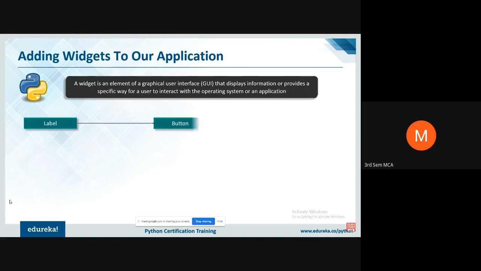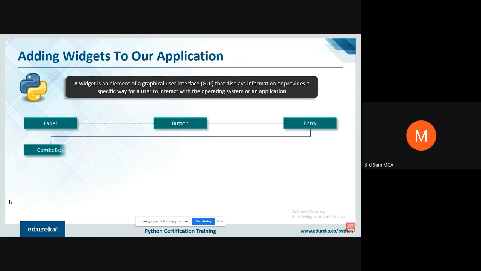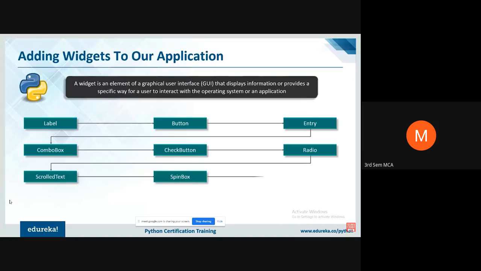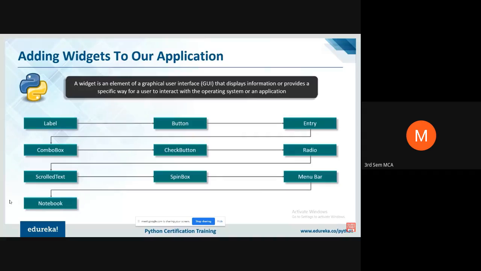So we have everything from label, button, entry, combo box, checkbox, radio, scroll text, spinbox, menu bar, and notebook, right? So button. Basically, a button widget is used to place buttons in tkinter. It's as straightforward as that. And then we have canvas, which is used to draw shapes in your GUI. And we have check button, which is used to create check buttons in the application, so you can select more than one option at a time as well.